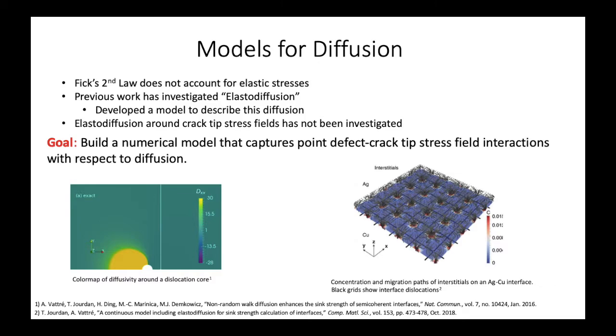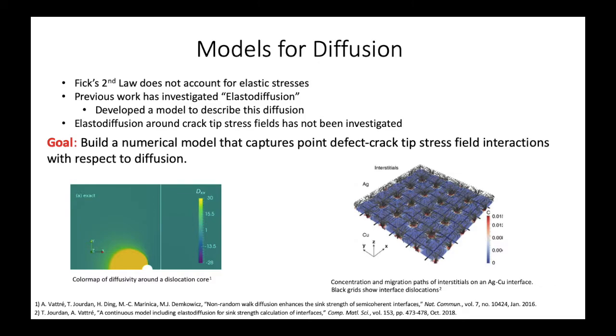One of the simplest models for diffusion is based on Fick's second law, which is very useful for analyzing most cases of mass transport. In this case, this model is inadequate as it does not account for stress field interactions of the migrating species. Fortunately, previous work has investigated the effects of elastic stress on diffusion, which is termed elastodiffusion.